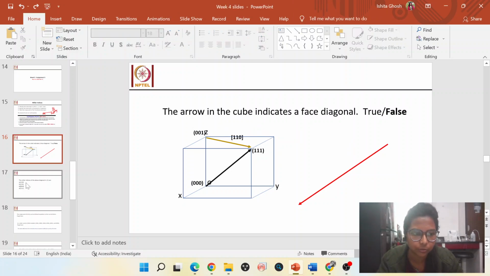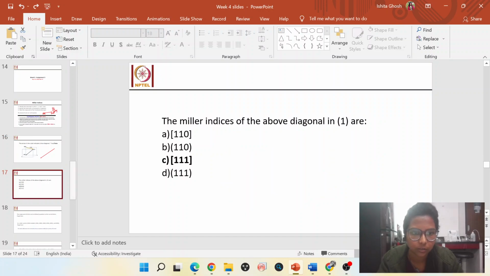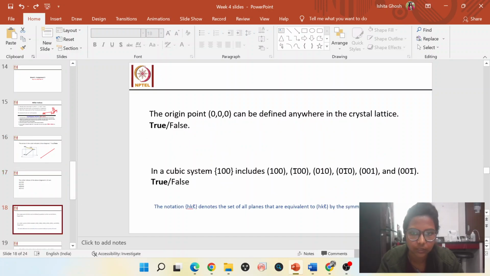We have this now. So then the other question was, so this we answered. The origin can be defined anywhere in the lattice. So this is true or false. So this is true because you have already learned about shifting of origin, right? If we can shift the origin, then this means that the origin can be defined anywhere in the lattice.